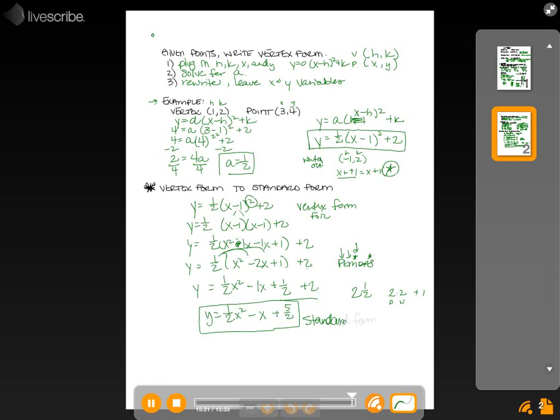Okay, and that is how you switch between vertex and standard form. Those are your notes on section 6.6 on vertex form. Make sure you bring any questions you have to class tomorrow. And again, those are your notes on 6.6.